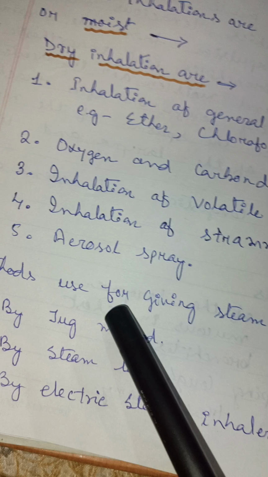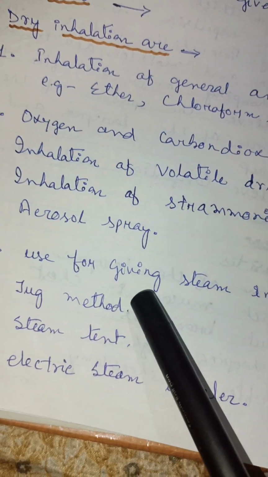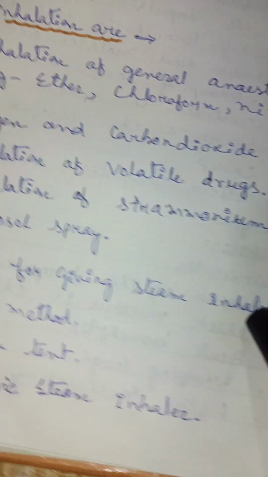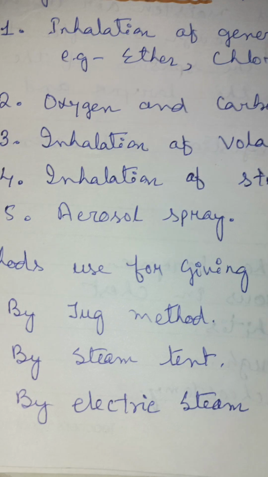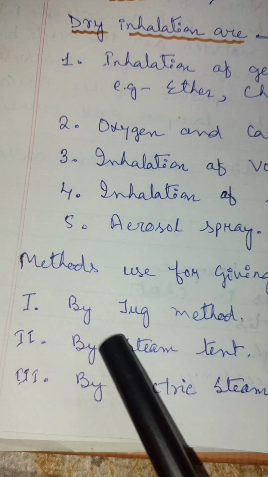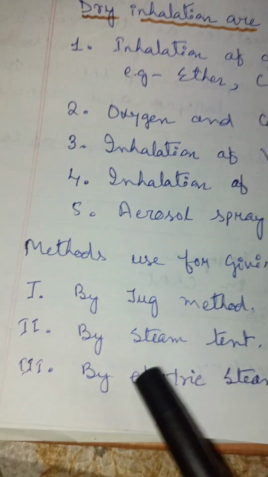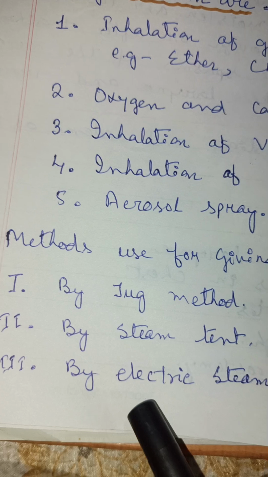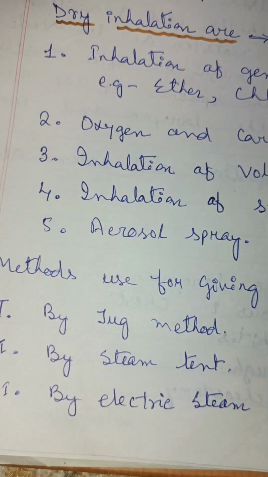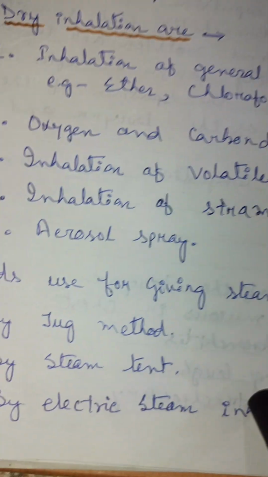The next is the methods used for giving steam inhalation. Through how many methods can we give steam inhalation to the patient? Number one is the jug method. Next, steam tent or electric steam inhaler. These are the different methods of giving steam inhalation.